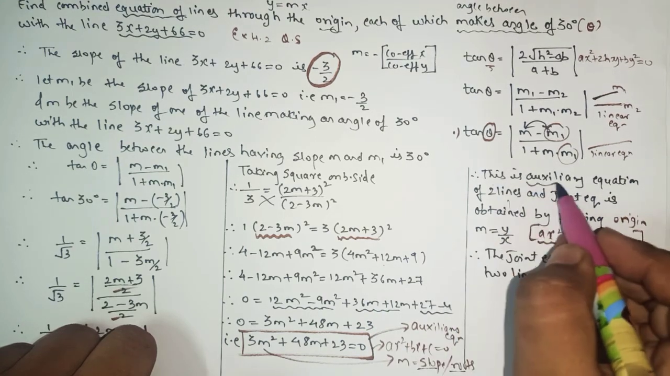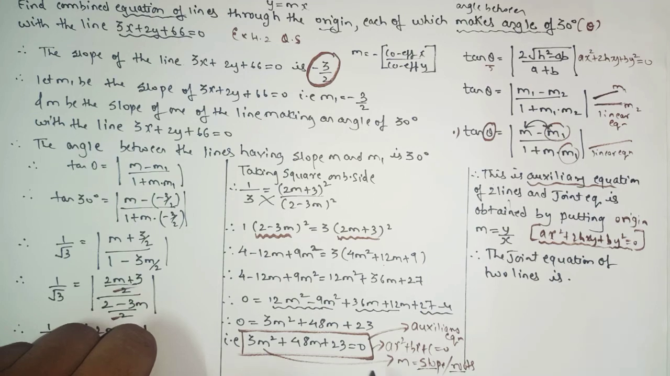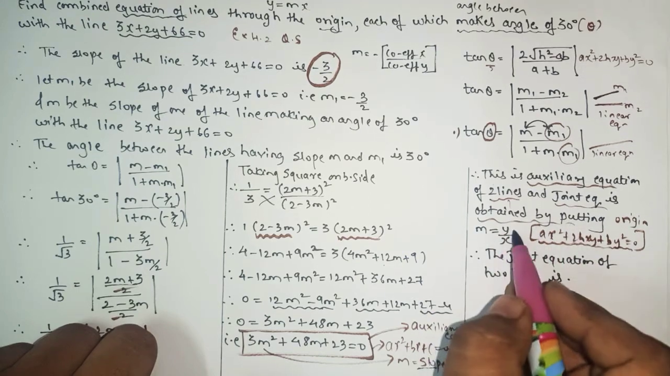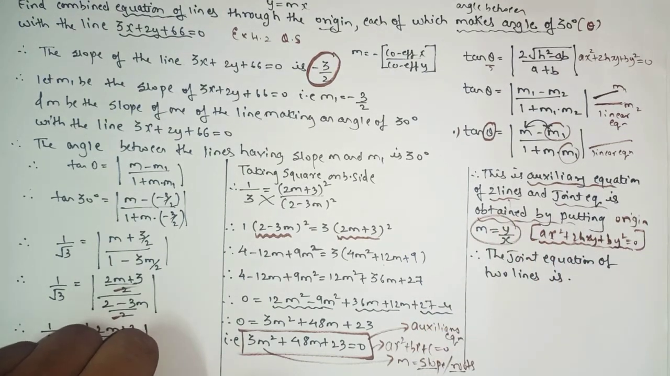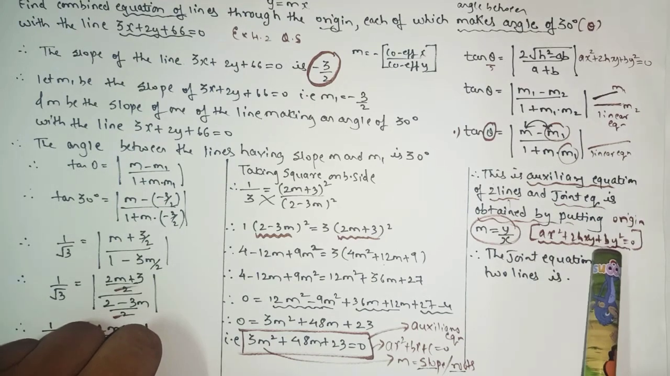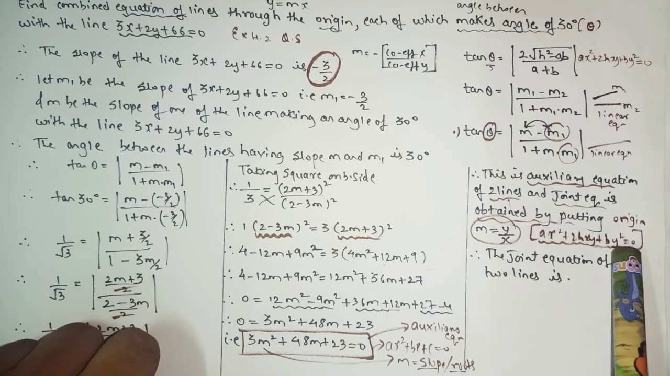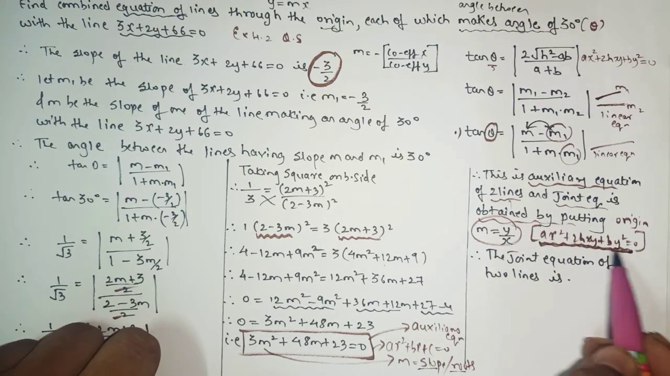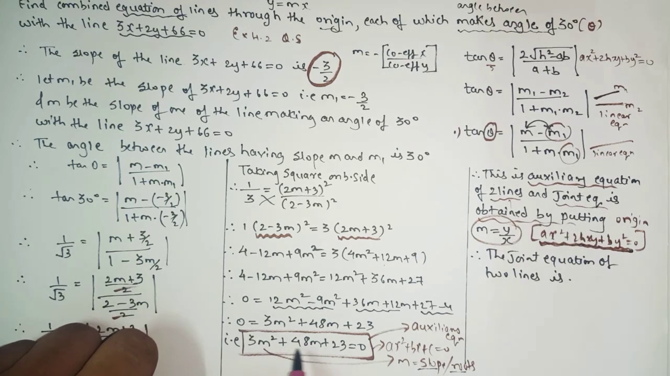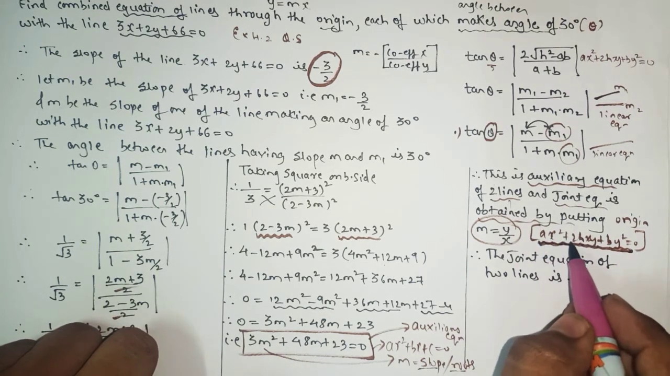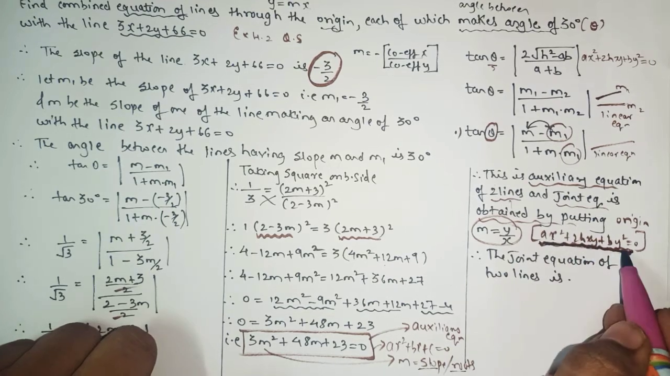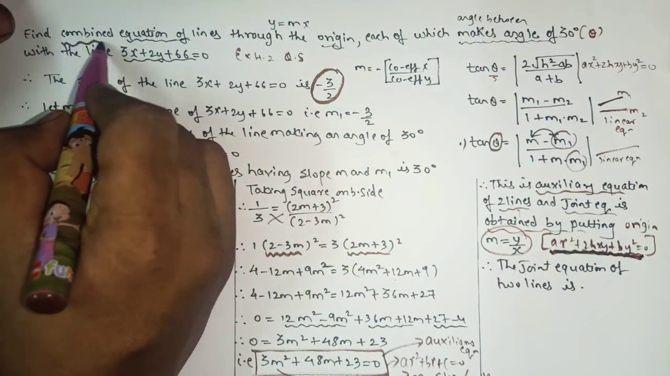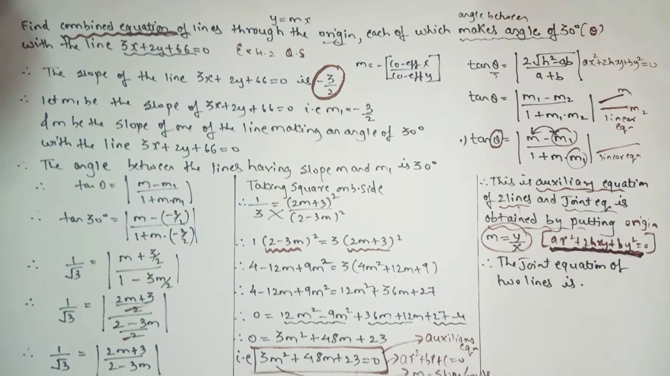And we know that the auxiliary equation means, with the variable m, the two lines and their joint equation will be obtained by replacing m equals y by x. With the help of this only we get the auxiliary equation, no? So this equation, clearly we can say, is a quadratic equation. With the help of a quadratic equation we get the required corresponding joint equation. We know that a quadratic equation is nothing but a combined equation. Quadratic means combine, yes or no?